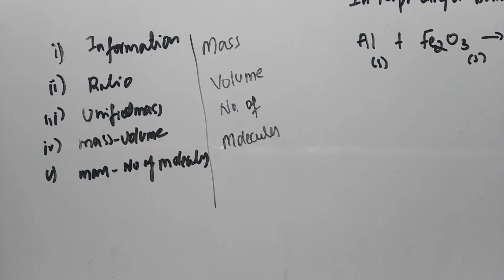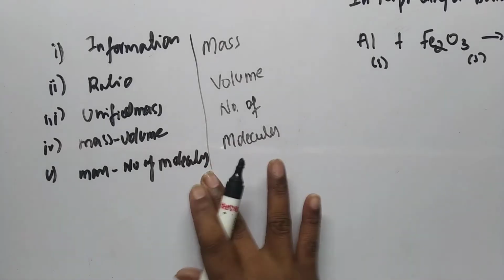We'll also get their unified mass. We have to calculate their molecular masses, which can also be expressed in unified mass, and there will be some problems: if the mass is given, we can find the volume for that particular mass. So we can say that these are mass to volume relationships. If any gas is evolved, we can equate their mass to volume, and if any mass or weight is given, we can also find the number of molecules, which is related to the Avogadro number.